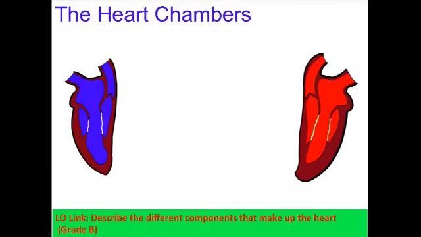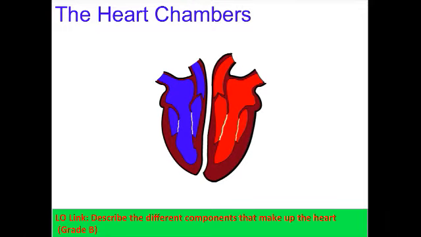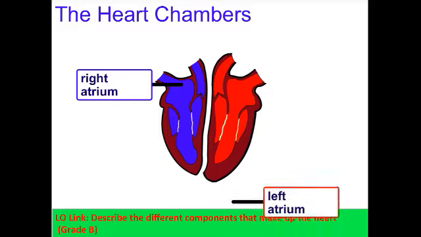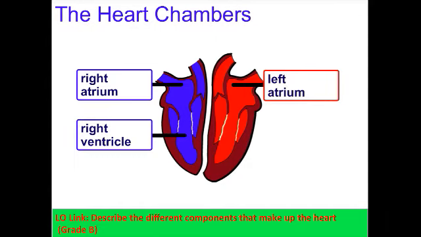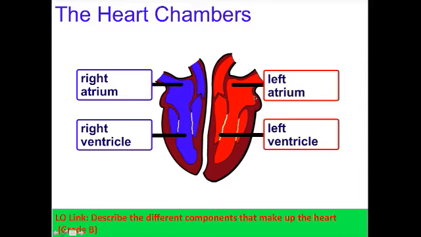Okay, so let's have a look at the different heart chambers. There are 4 chambers in total in the human heart. We have the top chamber on the right hand side called the right atrium, and the exact same on the left hand side, the left atrium. The chambers beneath are called the ventricles, so we have the right ventricle and we have the left ventricle. Now the left side of the heart is a little bit bigger than the right side. We'll talk about why a little bit later.